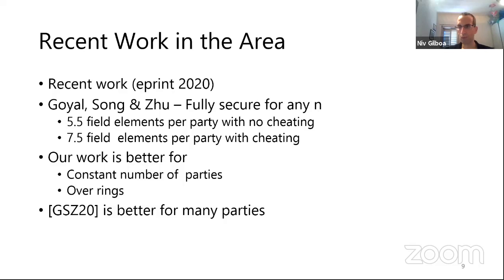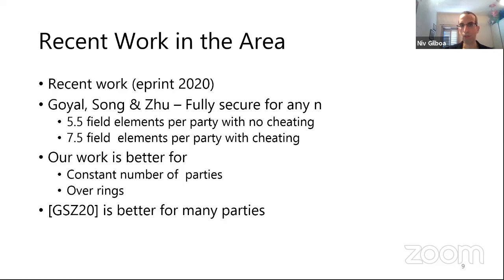There's been some recent work in this area. We're not the only people working on this. It was published on ePrint a couple of months ago, and I believe will be published in conferences soon. This is by Goyal, Song, and Zhu, and their work is a fully secure protocol for any n, which is also interested in reducing communication complexity. It has 5.5 field elements per party if none of them cheats, and it's a bit worse, 7.5 field elements per party, if someone does cheat.